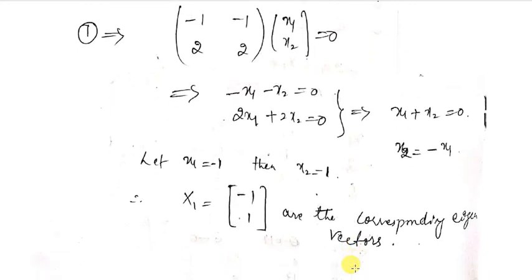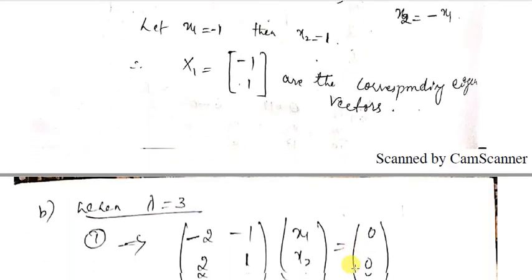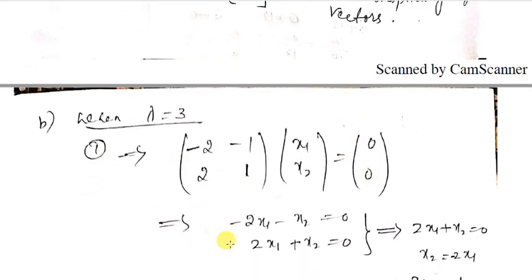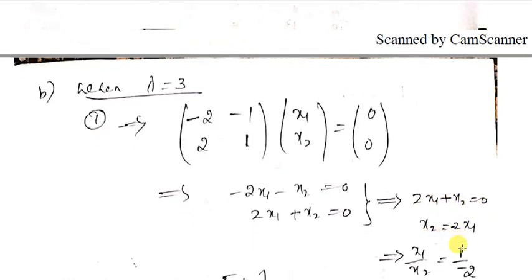Similarly, let us find the eigenvector corresponding to lambda is equal to 3. Now putting lambda is equal to 3 in the matrix equation 1, we get minus 2, minus 1, 2, 1, times x1, x2 is equal to 0, 0. Now this gives the equivalent system of equations as minus 2x1 minus x2 is equal to 0, 2x1 plus x2 is equal to 0. These two equations reduce to a single equation as 2x1 plus x2 is equal to 0, or x2 is equal to minus 2x1.